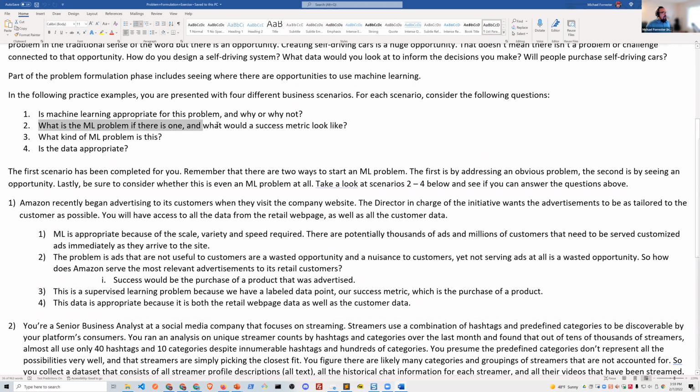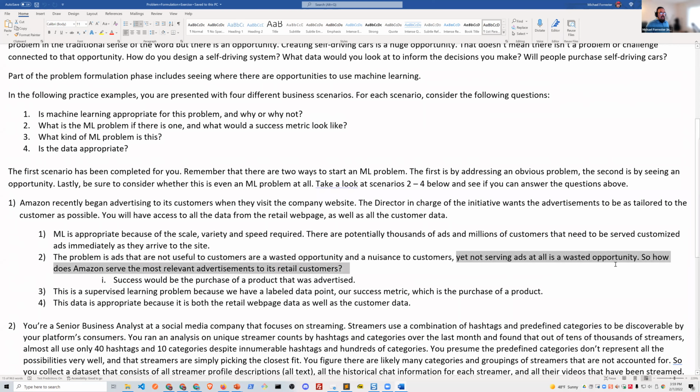What is the ML problem, if there is one, and what would a possible success metric look like? Well, the ML problem is that ads are not useful for customers, which is a wasted opportunity. Now, let's be clear also, people get freaked out when you personalize really well and send them stuff they just talked about, but we're not doing that here. So we're okay because we're not going to collect the Echo data.